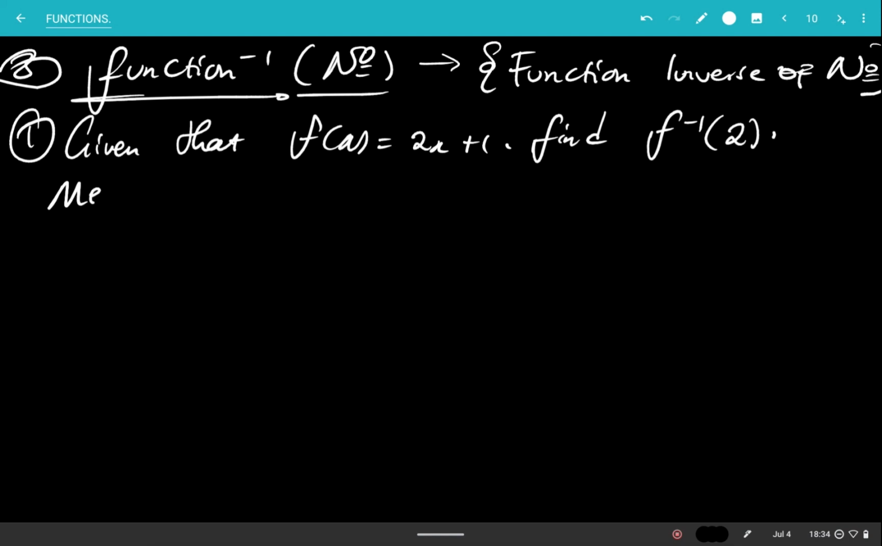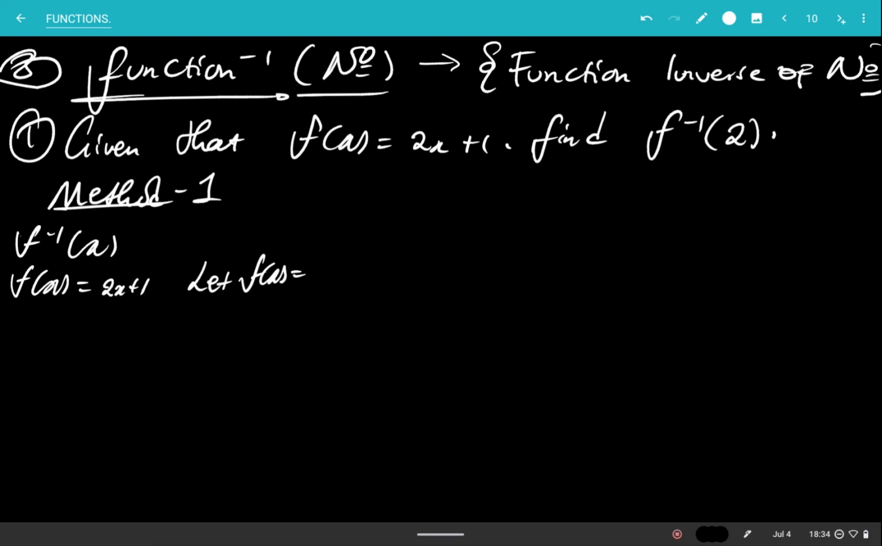So we have two methods. Method 1: find the expression for the function inverse of x first. So I have to look for the function inverse of x. I get my f of x being equal to 2x plus 1. Then I'll let my f of x equal to y. Then I'll have y being equal to 2x plus 1. Then all I have to do is make x the subject of the formula.